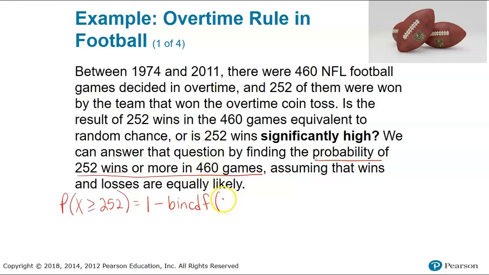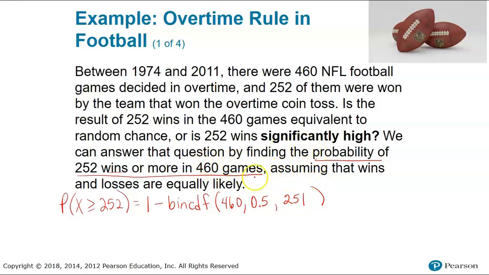On this one, our N is 460. Because the wins and losses are equally likely, then we're going to use 0.5 here. And then as far as where it's going to stop, if this one's starting at 252, the complement has to end at 251.